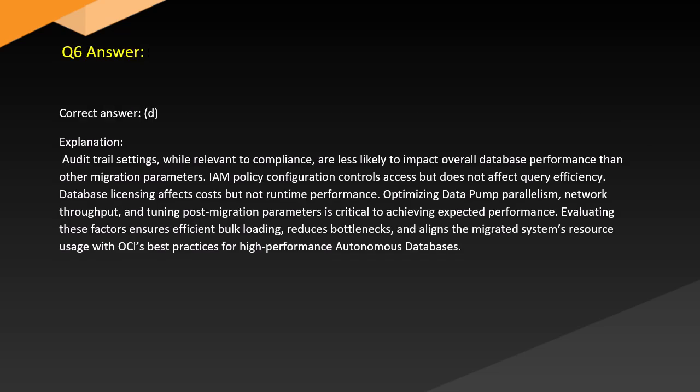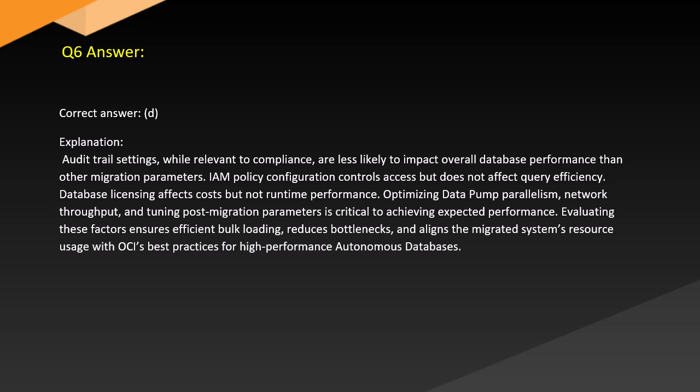Answer. Correct answer: B. Explanation. Audit trail settings, while relevant to compliance, are less likely to impact overall database performance than other migration parameters. IAM policy configuration controls access but does not affect query efficiency. Database licensing affects costs but not runtime performance.